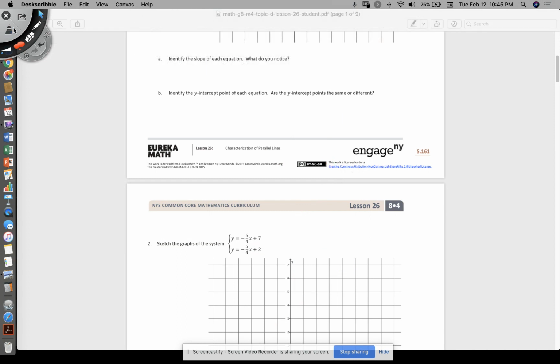A says identify the slope of each equation. And what did you notice? Well, we had 4 over 6 as that one slope. So the first slope we'll just write was 2/3. And then the second slope was 4 over 6. If I were to reduce that, I would get 2/3. So what do we notice here about our slopes? They're the same. So they have the same slope. And since they have the same slope, they're going to be parallel lines.